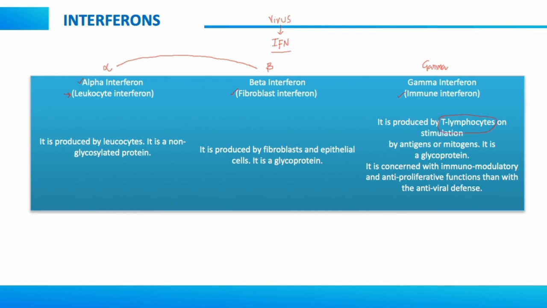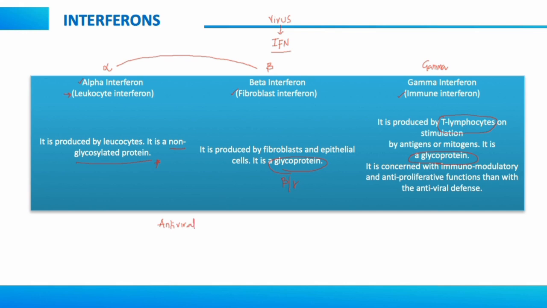When it comes to the structure, alpha interferon is a non-glycosylated protein. It is not a glycoprotein, whereas beta and gamma are glycoproteins. You can see this is a glycoprotein and this is also a glycoprotein. So alpha and beta are antiviral as discussed earlier.